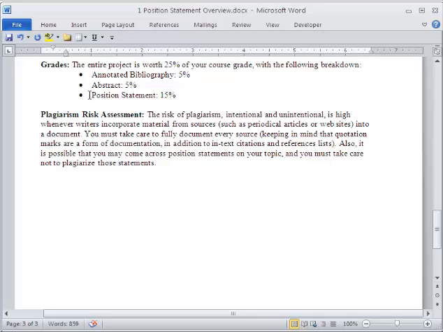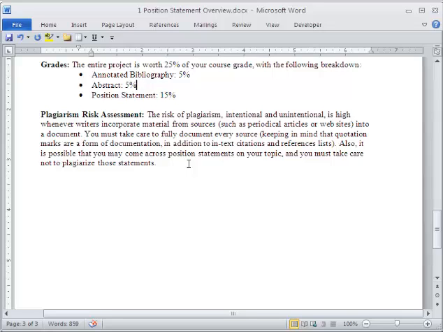Now, assignment 4 has various components. Our main focus is on the position statement, and so it's worth 15% of your course grade. The project overall is worth 25% of your course grade. Annotated bibliography will be graded, and that'll be 5%, abstract 5%. So it's a big project that essentially is 3 bundled grades.